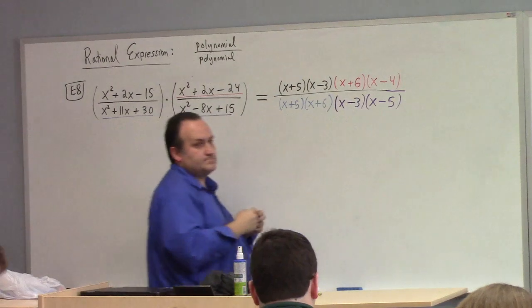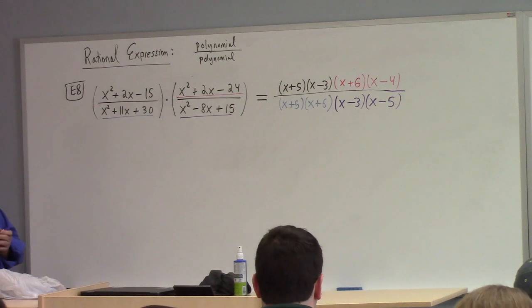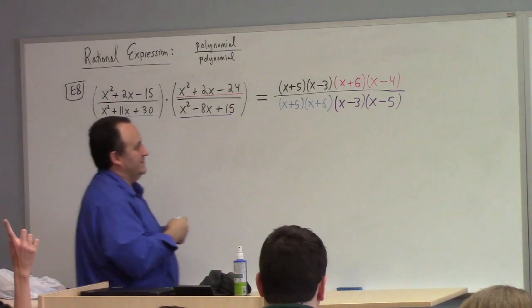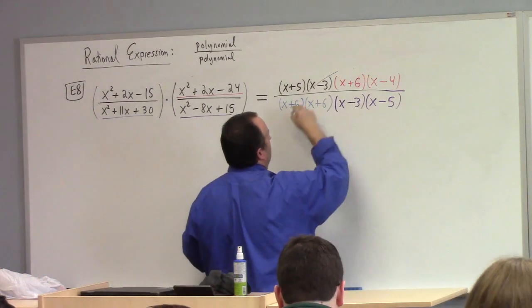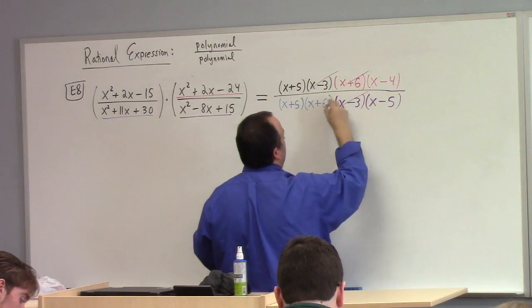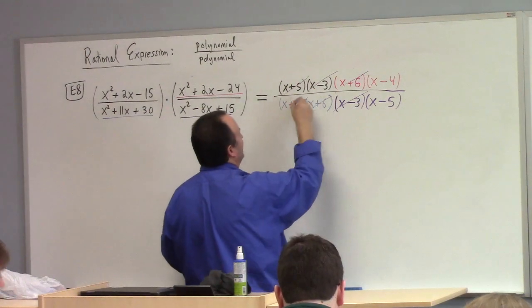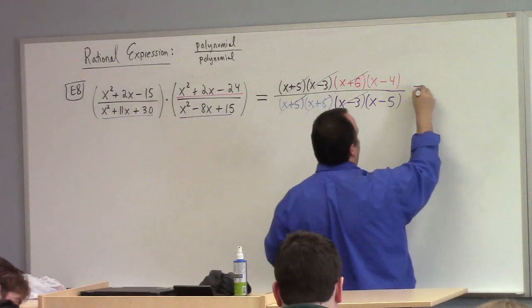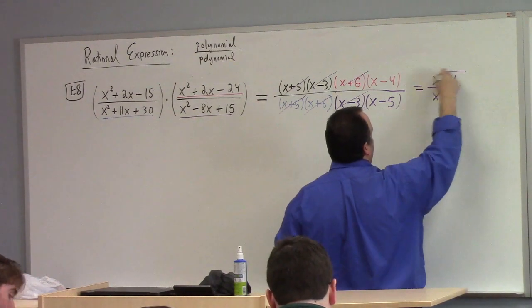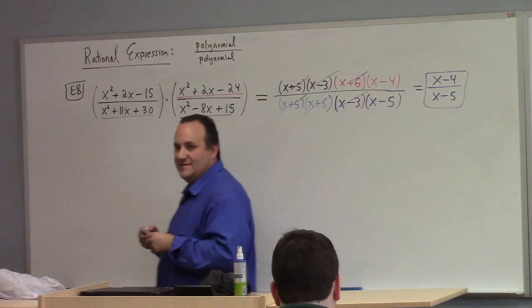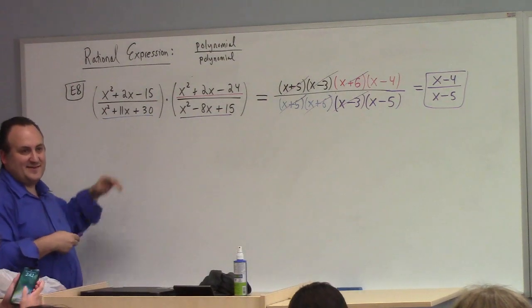All right? Does anything cancel out? Yes. Yes, the x plus 5s can. The x minus 3s, the x plus 6. Everything but the far right, basically. So, wow, look at that. x minus 4 over x minus 5. Hooray! That's kind of surprising, isn't it? Does this look like that? Does this look like x minus 4 over x? It does not, right?